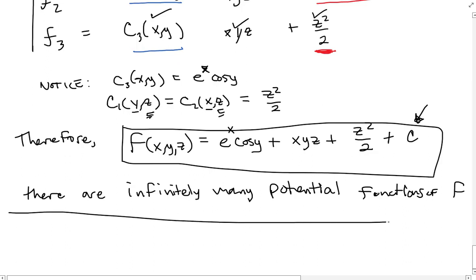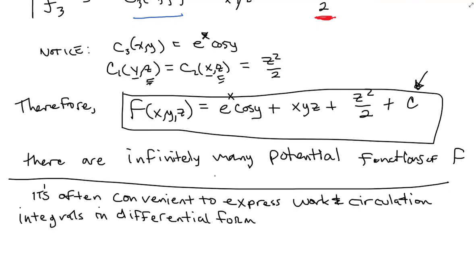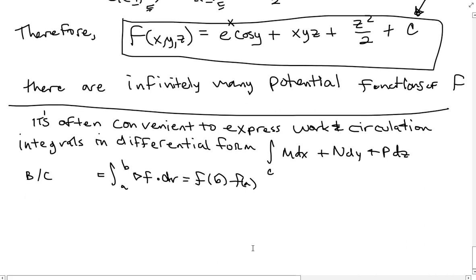All right, the last thing we're going to talk about is differential form and exactness. So it's often convenient to express work and circulation integrals in differential form. So that would be this form where we have m dx plus n dy plus p dz. And that's because that form of the integral would equal our integral from a to b of the gradient of f dot dr, which is just little f of b minus little f of a. All right, so let's define this differential form and also what it means to be exact.